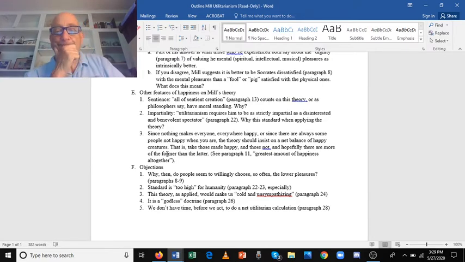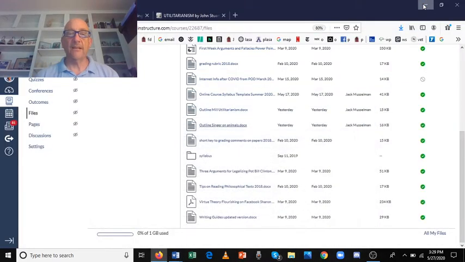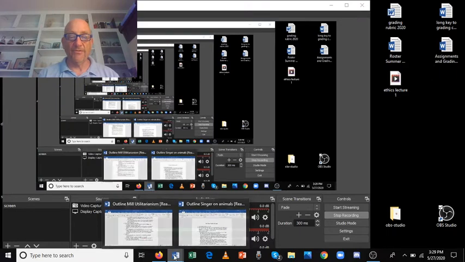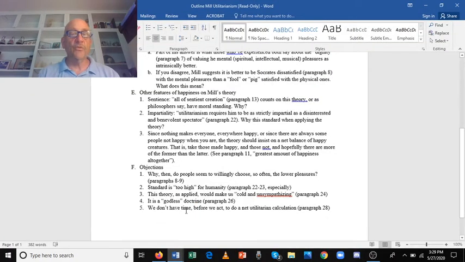I want to move on to E. And in E, these are kind of sprinkled throughout the second chapter, so if you don't see these right away, don't worry about it. I'm going to sort of list them here so you just have a better sense of how the theory holds together. So E1, and he says this in paragraph 13: who counts on this theory? In my business, philosophers call this moral standing. If you're pre-law, you'll understand what legal standing is.